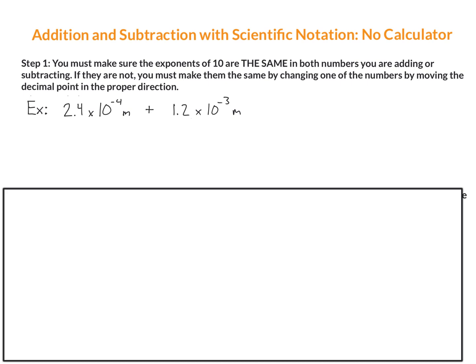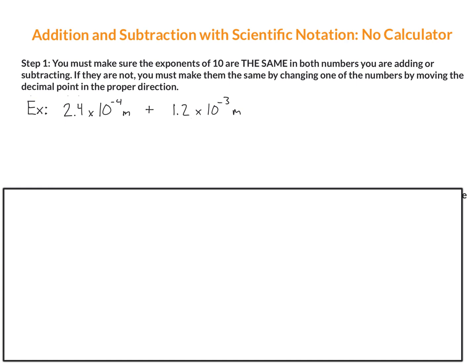Okay, so there's two ways to do it, really. You can either make the negative 4 a negative 3 by moving the decimal in this number, or we can make the negative 3 a negative 4 by moving the decimal in this number. Doesn't matter. I'm just going to change this one, okay? That's just what I'm going to do.